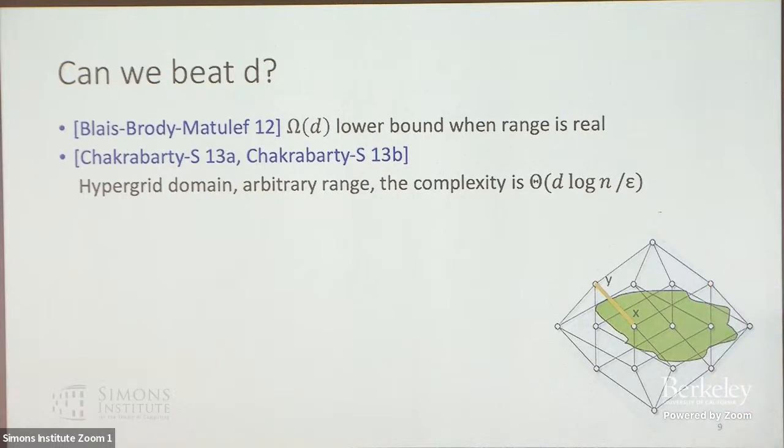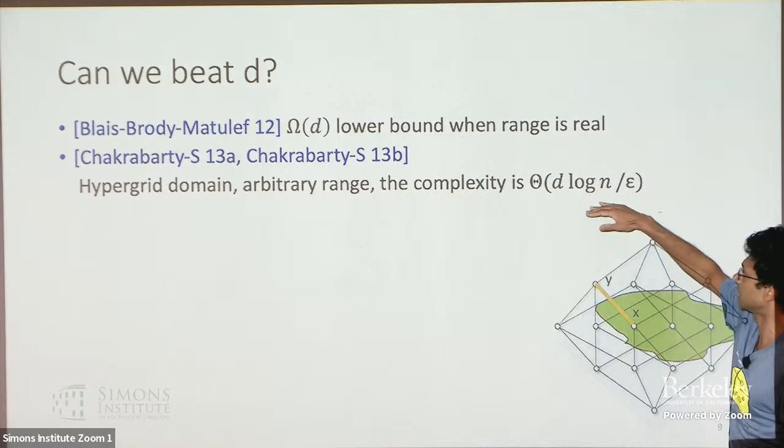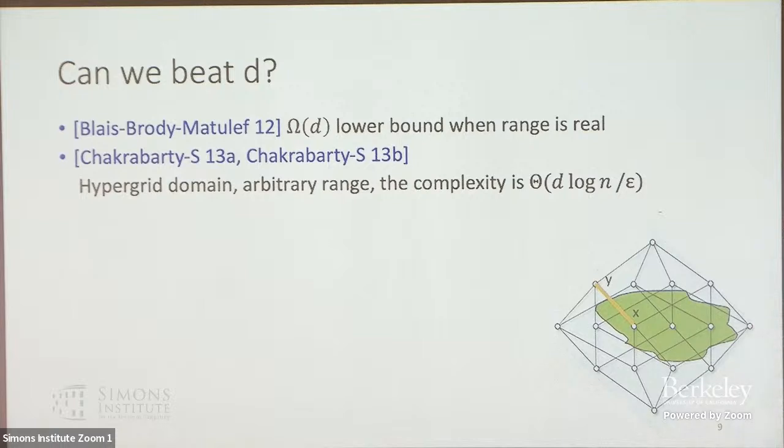So not the Boolean case, but when the range is real. And then subsequently, in a couple of papers with Deeparnab Chakrabarty, we showed that if you're doing the hypergrid domain with arbitrary range, so the range could be real, then the complexity we can sort of nail down. It's actually d log n by epsilon, basically. So what is d log n by epsilon? It's like the log of the domain size. That's one way of looking at it.